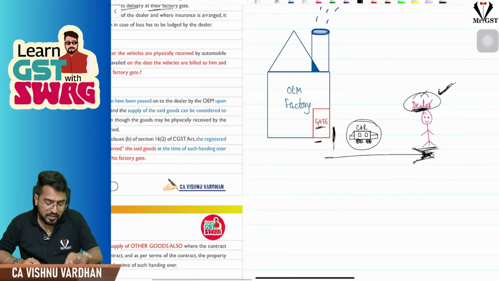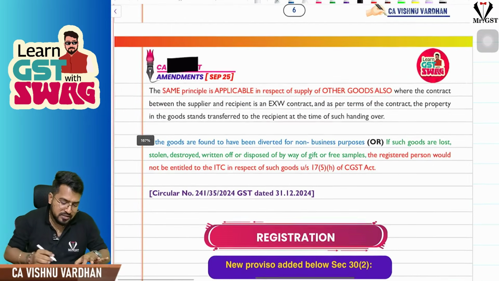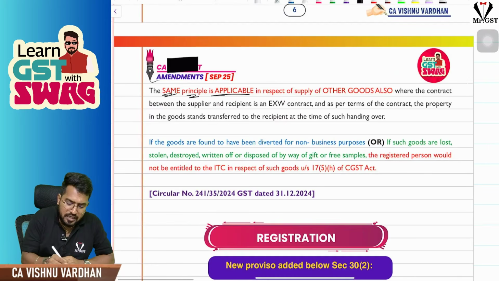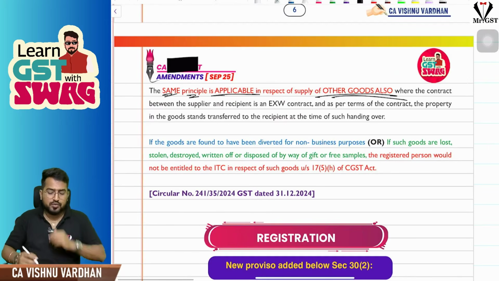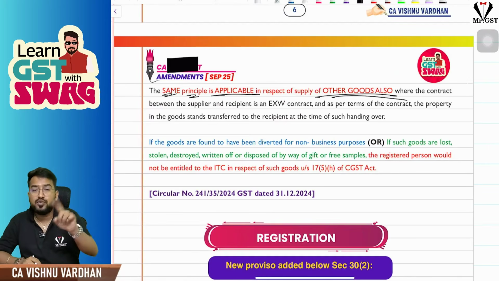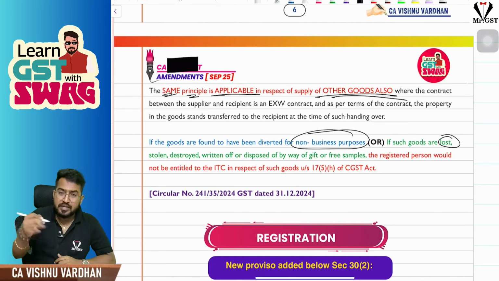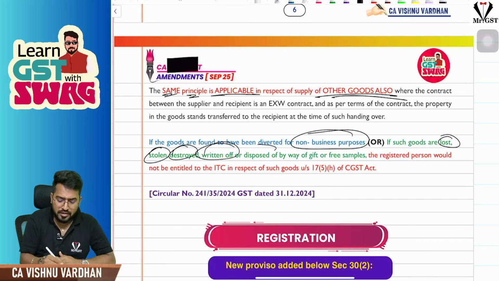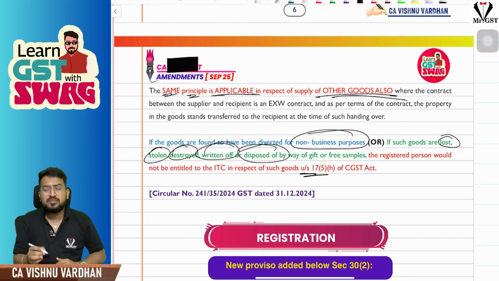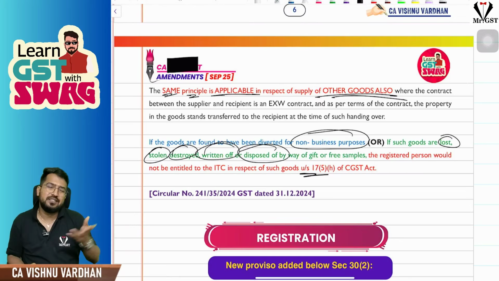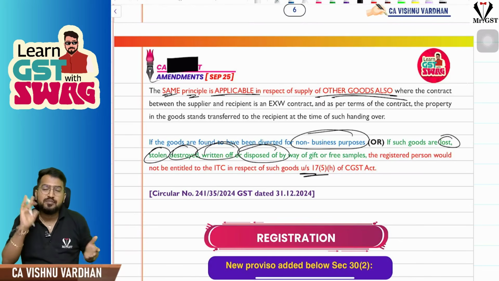And this clarification, this same principle, is equally applicable to other goods also. But the point is, you should bring the goods for business purpose. If you are diverting it for non-business purpose, or in the middle the goods are lost, stolen, destroyed, written off, or disposed of, section 17 subsection 5, blocked credit is there, you cannot take ITC. That is the basic thing, sir. Please understand, that is the basic clarification.